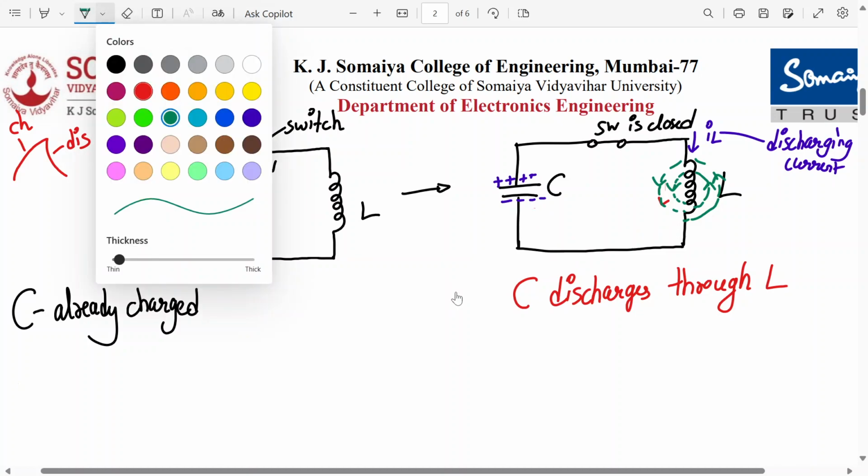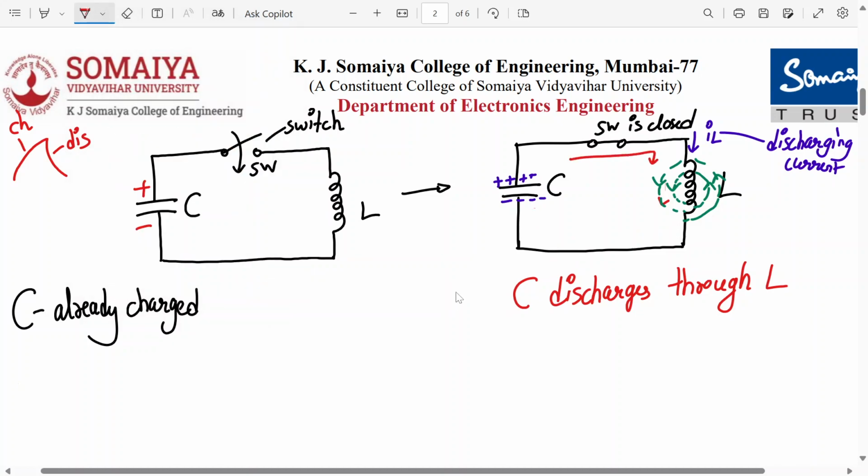The current starts flowing in the circuit in the form of discharging current, and that discharging current will set up the magnetic field around the coil. Because of the inductive effect, the current grows up slowly towards the maximum value. This situation occurs when the capacitor is fully discharged. So the electrical energy across the capacitor is completely converted into magnetic energy.